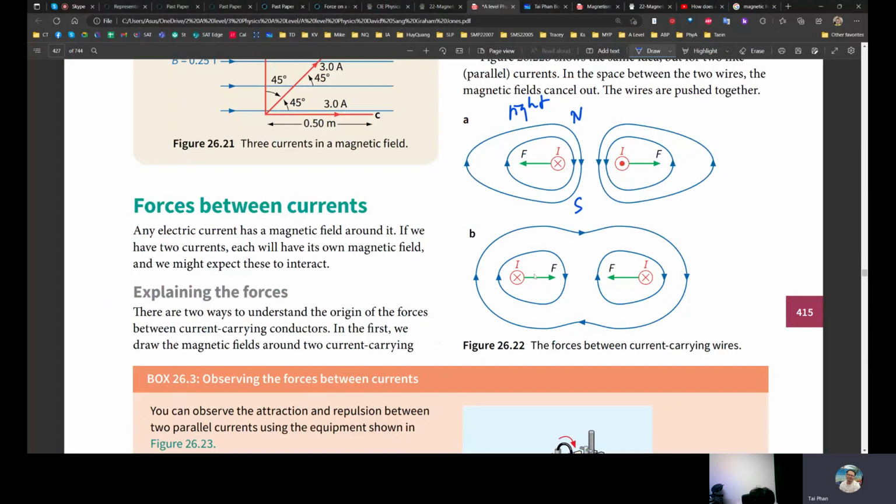Currents running in the same direction, like the bottom diagram here, will attract each other. Currents running in the opposite direction, as in the first diagram, will repel each other. And I'm trying to explain why they repel each other by the magnetic field.